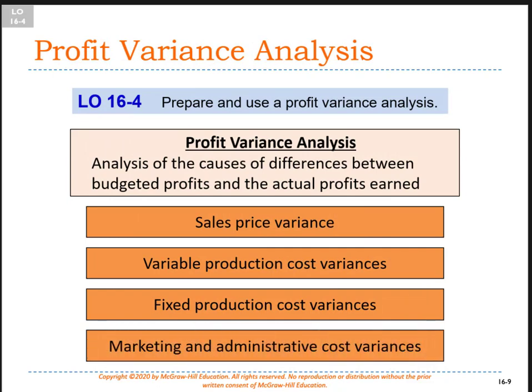Then we look at the profit variance. What caused us to make less money than what we planned? This is where we bring in the sales price variance and the variable production cost variances. When we're talking about variable production costs, we're talking about direct labor, direct materials, and variable overhead. Then our fixed production cost variances are fixed overhead. Then we can have marketing and administrative cost variances. We're not going to spend a lot of time on those; they are usually fairly straightforward.